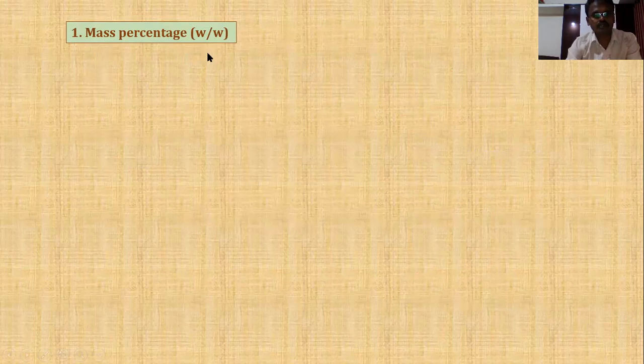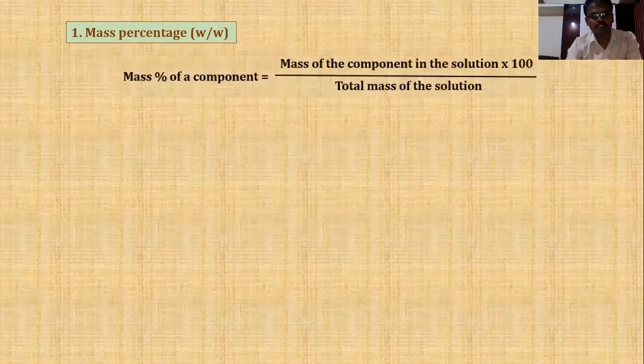So to calculate mass percentage, you should know the total mass of the solution and the mass of the component. Then you can easily calculate the mass percentage. This is the formula that we use to calculate the mass percent of a component in a solution: mass percentage of a component is equal to the mass of the component in the solution multiplied by 100, divided by the total mass of the solution.